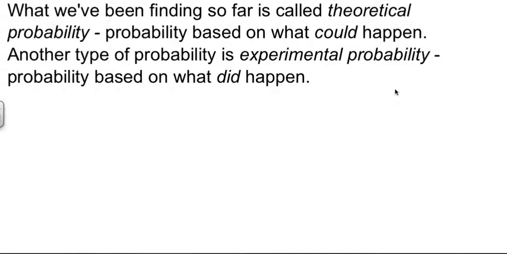Now, what we've been finding so far is what we call theoretical probability. It's based on what could happen. But if you roll a regular die 600 times, you probably won't get 100 ones, 100 twos, 100 threes. It could happen. In theory, it should happen, but it usually doesn't happen that way. The other kind of probability is called experimental probability. It's based on what actually happened when you did things.